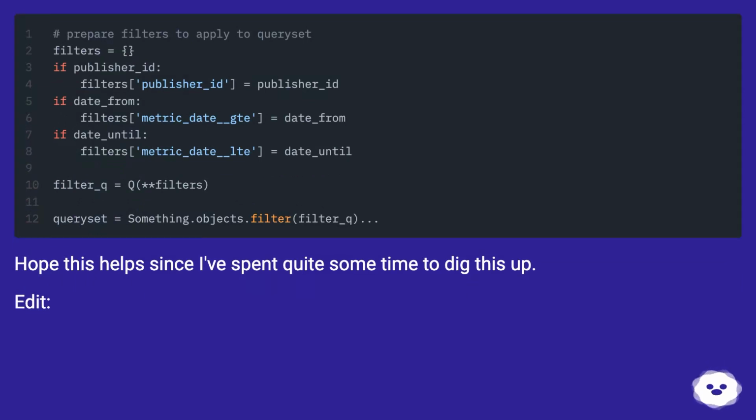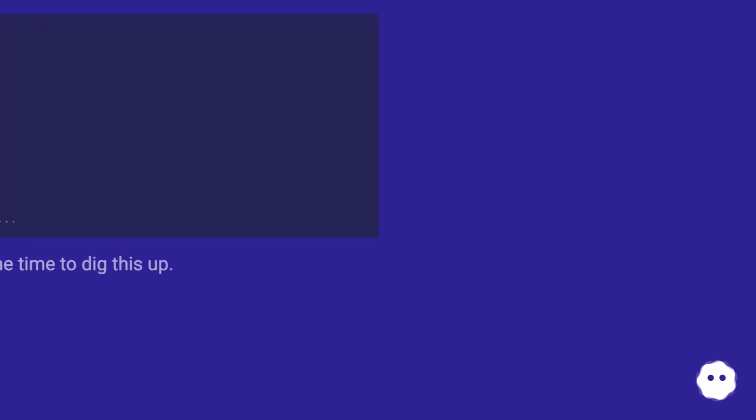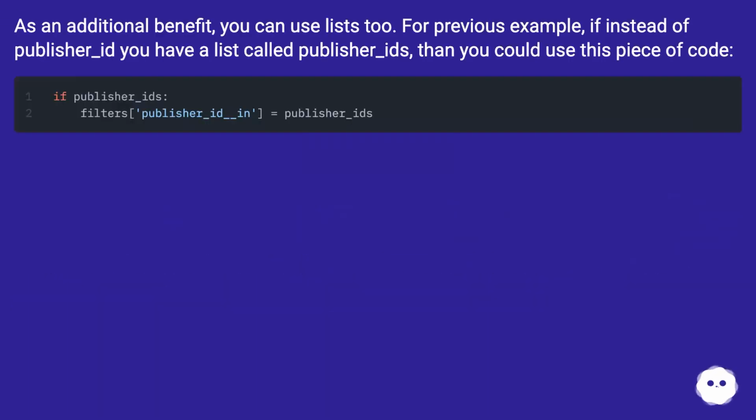Hope this helps since I've spent quite some time to dig this up. Edit. As an additional benefit, you can use lists too. For the previous example, if instead of publisher_id you have a list called publisher_ids, then you could use this piece of code.